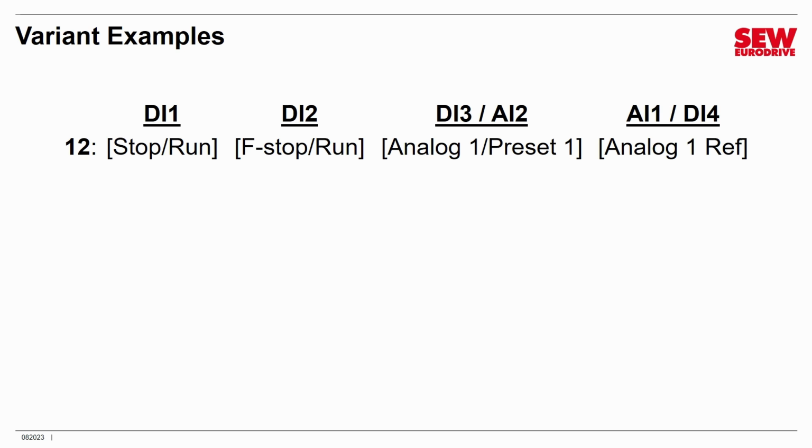Variant 12 is similar to a number of other variants that you've already seen, but there's one important difference. The stop-run signal works exactly the same, but there is a second stop-run signal assigned to digital input 2. It's called f-stop-run. These two signals allow you to select between running and 2 different stop speeds. If you stop the VFD with digital input 1 by turning it off, you'll get a normal stop, and if you stop it using digital input 2, you'll get a rapid stop.